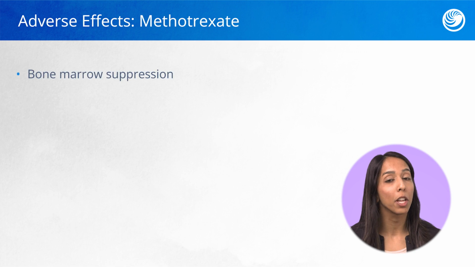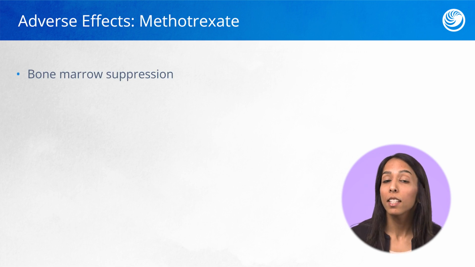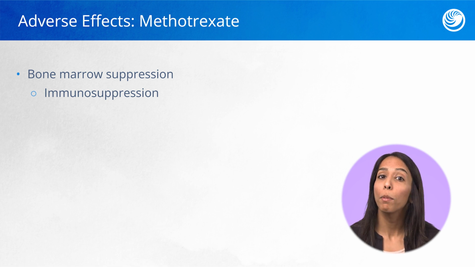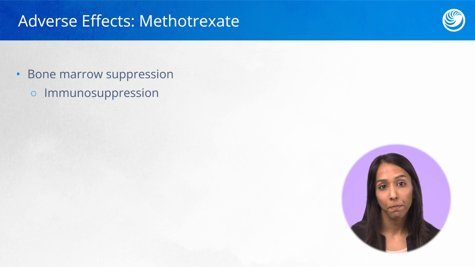So let's review adverse effects related to each of those traditional DMARDs, starting with methotrexate. This is a preferred initial therapy for rheumatoid arthritis, but it is associated with numerous adverse effects affecting almost all the organ systems. In order to suppress the immune system, methotrexate interferes with DNA synthesis and cell replication. This can also affect proliferation of other cells from the bone marrow, which can result in bone marrow suppression. This can lead to life-threatening myelosuppression, including anemia, leukopenia, thrombocytopenia, and pancytopenia.